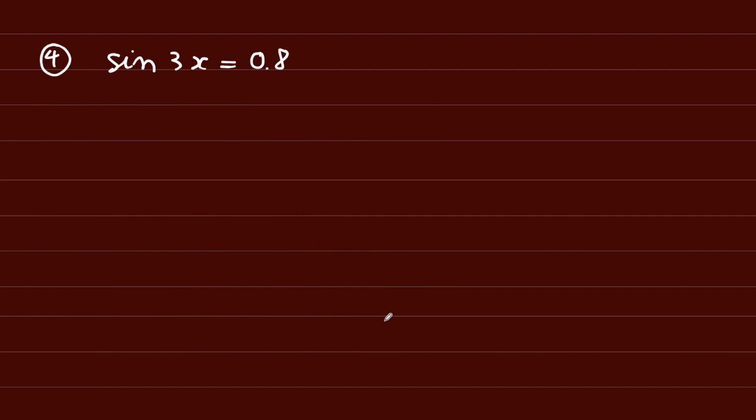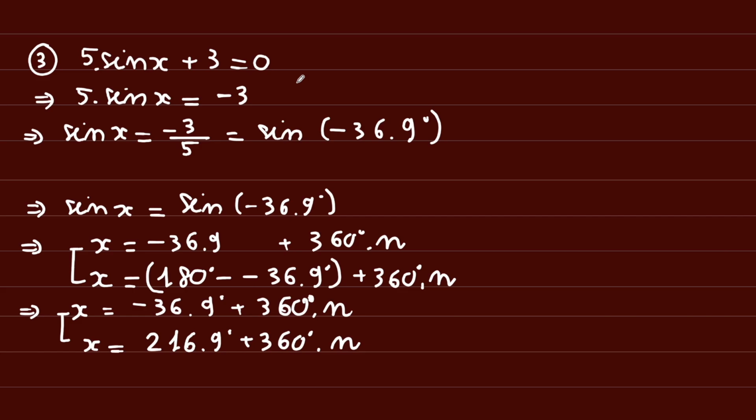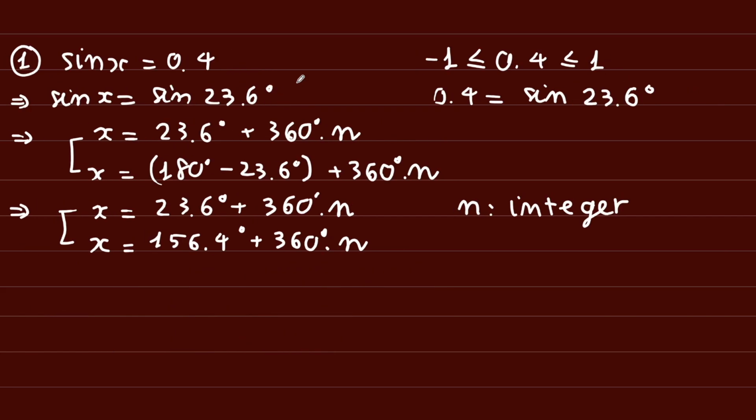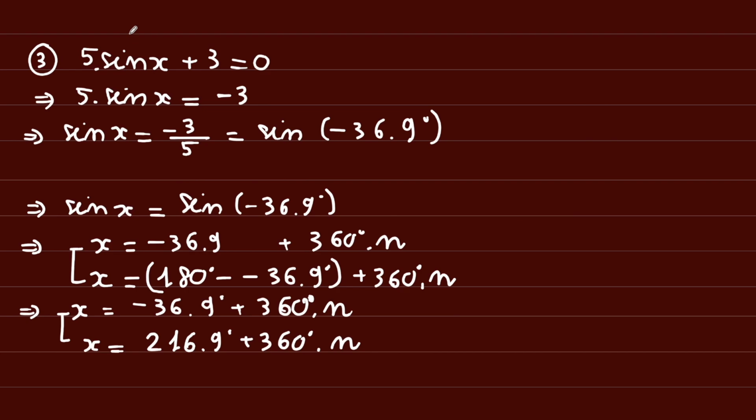The next example, we have the problem sine 3x equal to 0.8. 3x here is inside the bracket, and how can we solve it? The difference between example 4, this one, and examples 3, 2, and 1 here, you can see that the variable x here always stands alone. Sine x, and sine x.